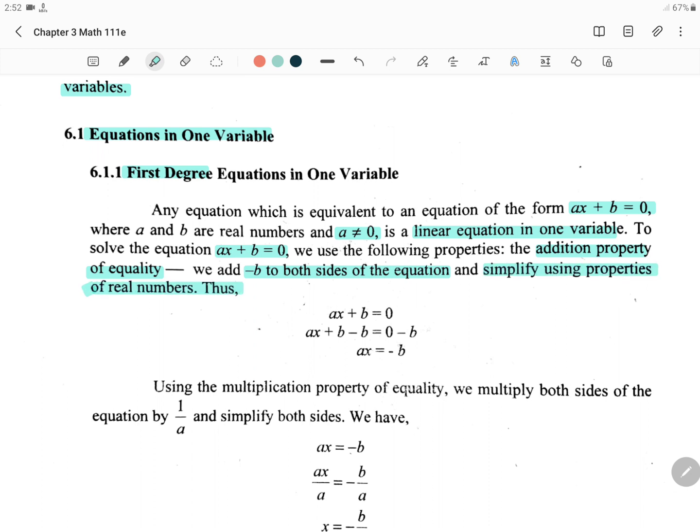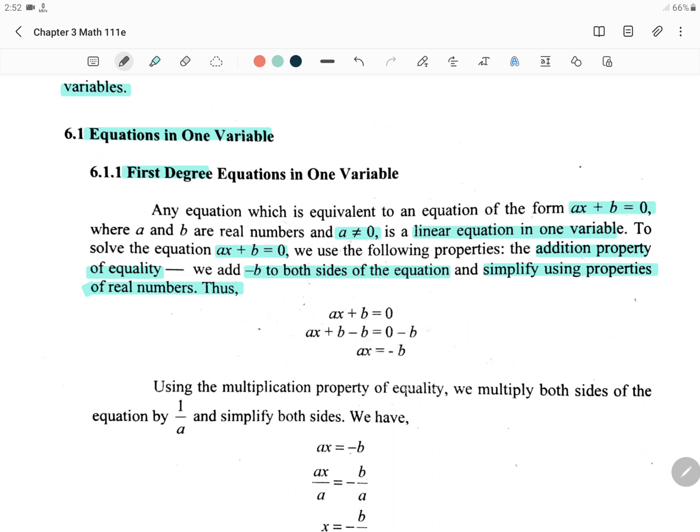of real numbers. Now, from the standard form na meron tayo, which is ax plus b is equal to 0, we have now ax plus b minus b is equal to 0 minus b. And that is because we applied addition property of equality. So we added negative b on both sides. So by doing that, pwede na natin ngayon i-cancel itong variable na b natin sa left side. So now we are left with ax is equal to negative b.